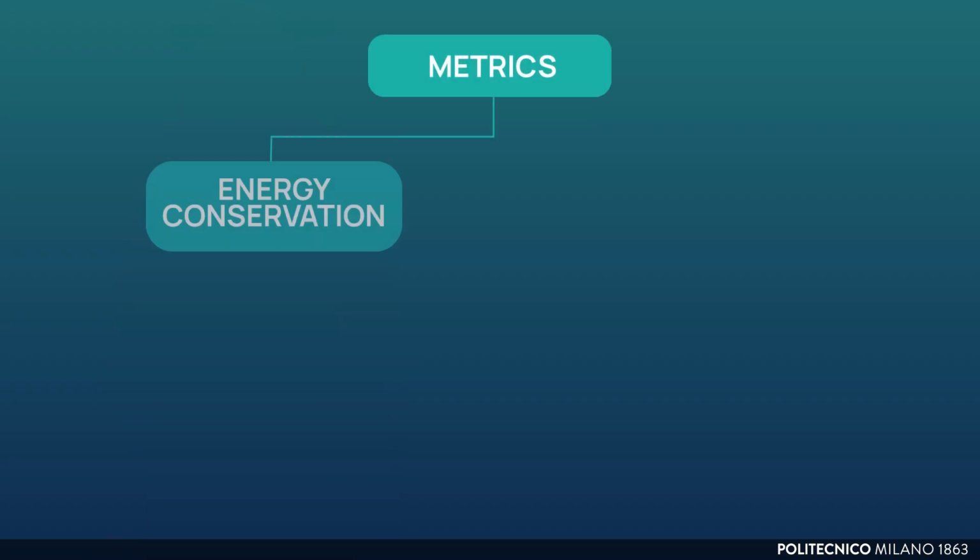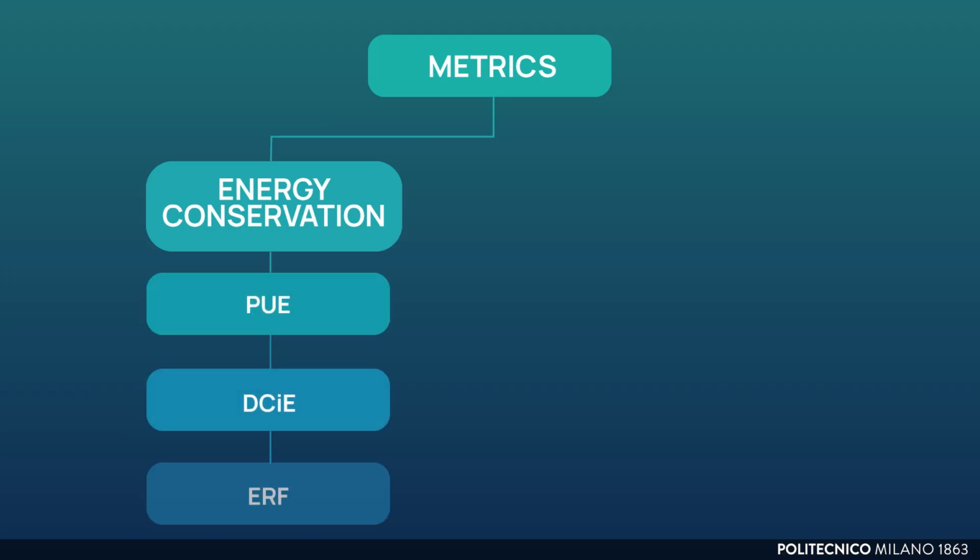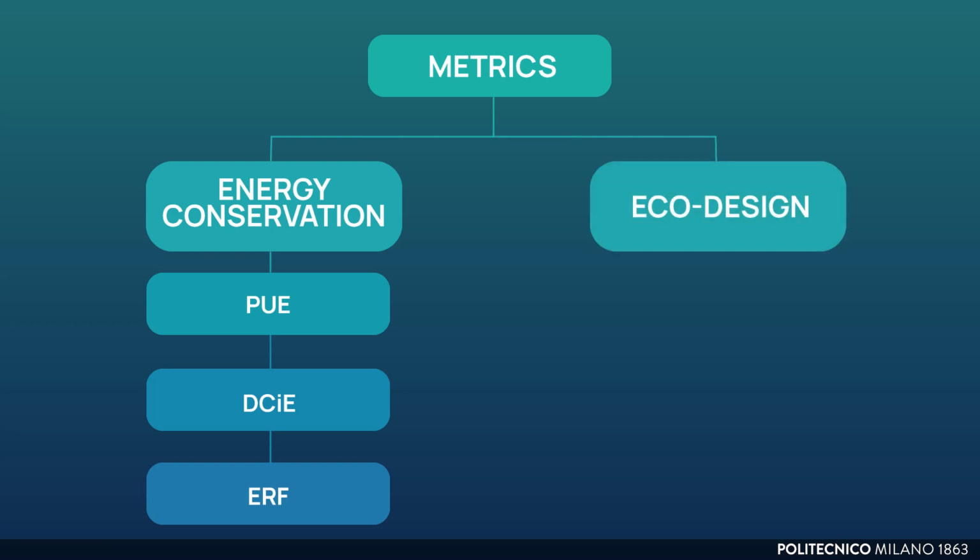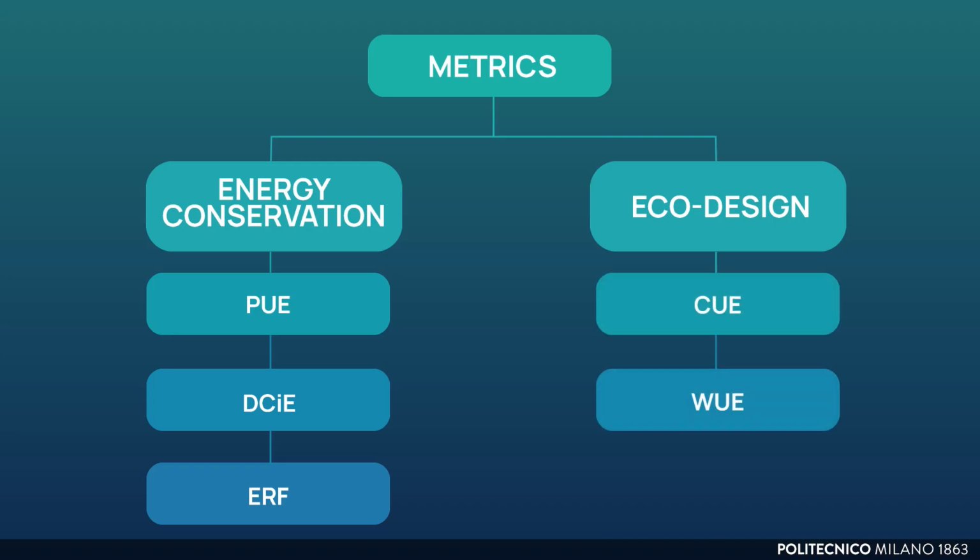Metrics based on energy conservation. These metrics focus on optimizing energy use while also reducing electricity costs for consumers. Among these metrics, in addition to PUE, we find data center infrastructure efficiency and the energy reuse factor. Metrics based on eco-design. These metrics assess the level of sustainability in the design and management of data centers. They focus on reducing energy consumption, using low environmental impact materials, and utilizing renewable energy sources. Among these metrics, we find carbon usage effectiveness, water usage effectiveness, and finally, the green energy coefficient.